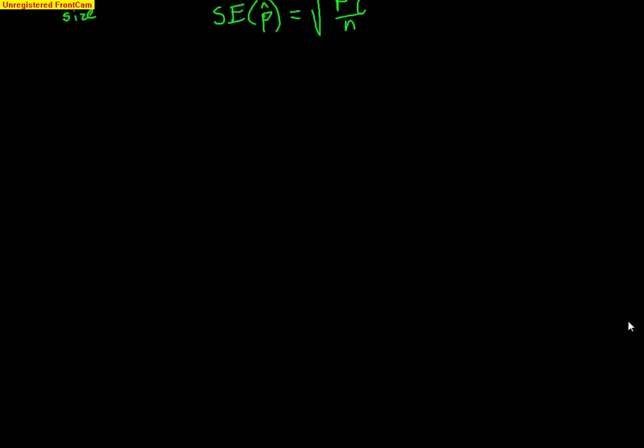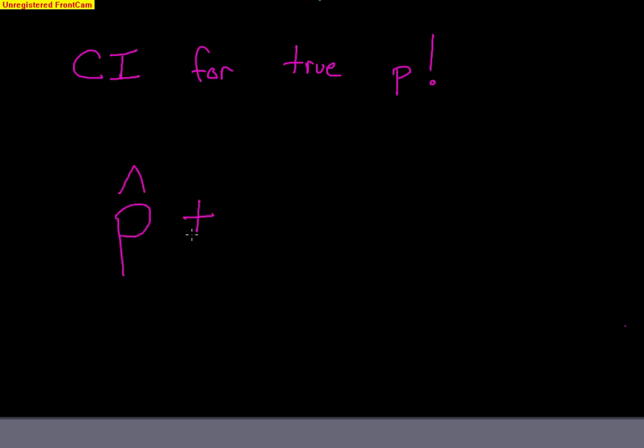So let's write out a nice formula for that. What we have here is to find a confidence interval, call them CIs, a confidence interval for the true P. This is for the true proportion. Well, what we do is we start off with our sample proportion, plus or minus 1.96 times the standard error of the sample proportion.